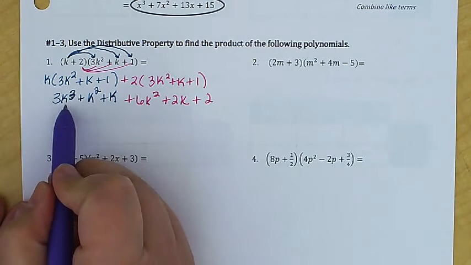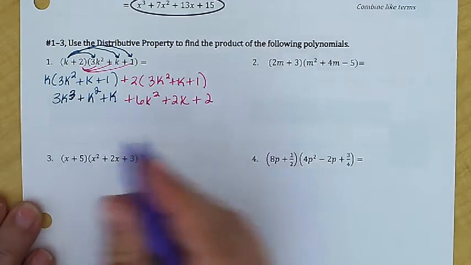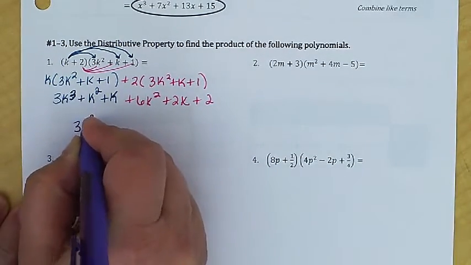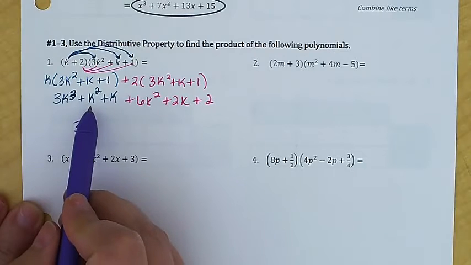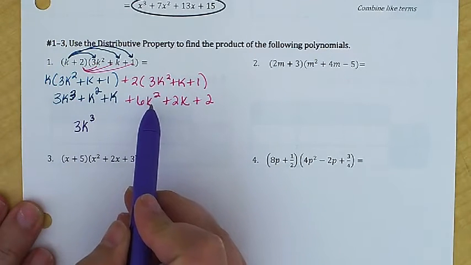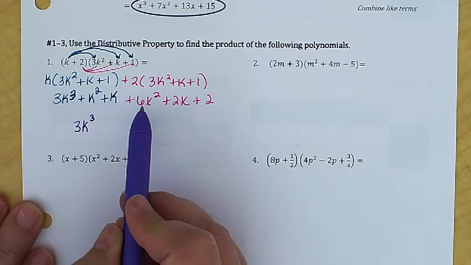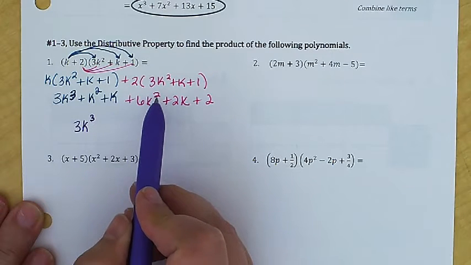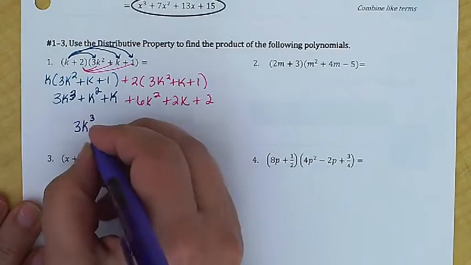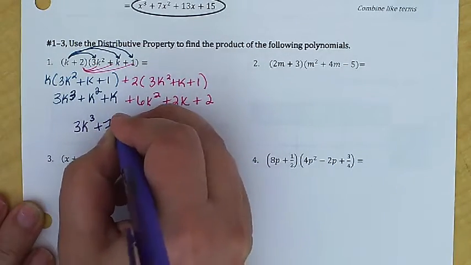So I have a k to the third. So I'm going to search and see if I have any other ones. And if I don't, then that is okay. Then that's just the way it's going to stay in my answer. And then I have a k to the second. Do I have any like terms? I do right here. Here's another k to the second. So I have 1k squared, or k to the second, plus another 6k squared, or k to the second. So I'll combine those. 1 plus 6 is 7k to the second.